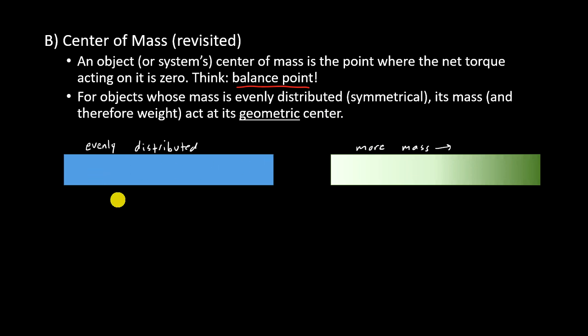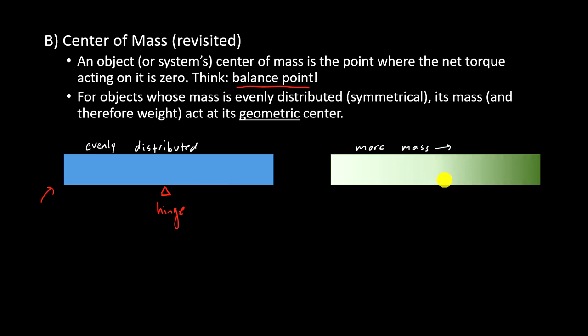If you have an object like this blue bar here, if the mass is evenly distributed, think of the teeter-totter, I would want to put our hinge, our balance point, right here. And it would, in fact, balance. I have just as much mass and therefore just as much weight over here as I do over here. So those two torques, as we now know, would cancel themselves out. But even if you don't recognize that yet, it's just where the object would balance.